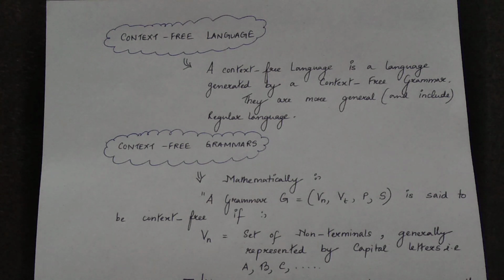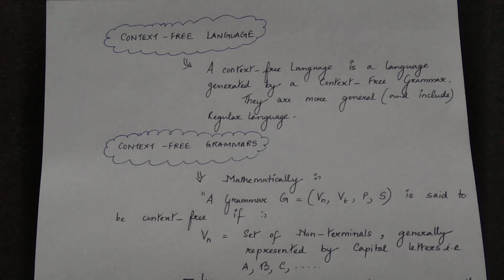Then we will talk about the ambiguity property of a grammar with an example. And we will check out two numericals where we have to write a CFG, that is context-free grammar, from a language and from a regular expression. So this is the agenda for this particular video.